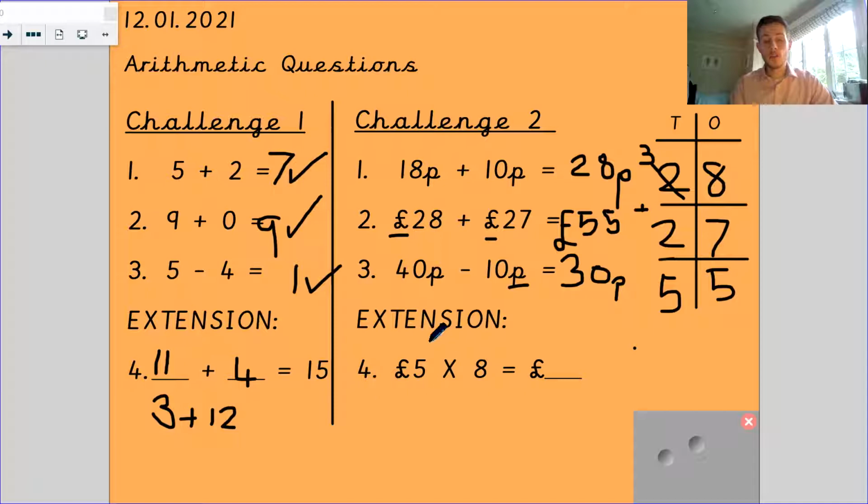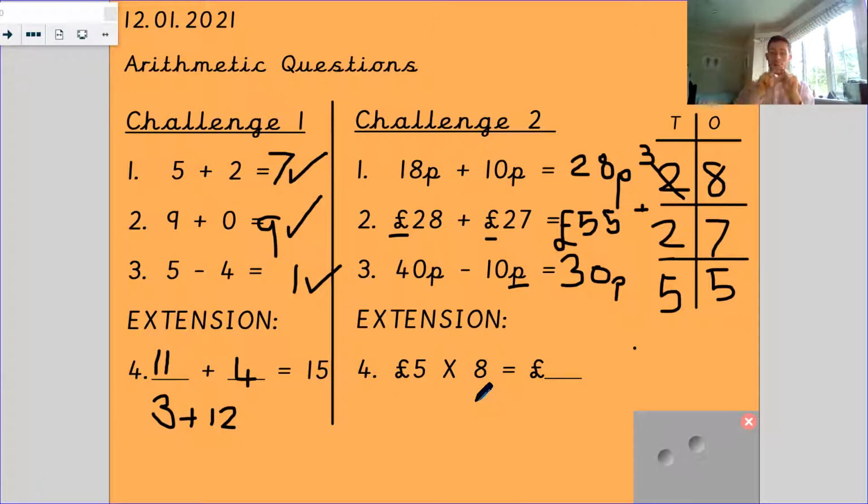Here we go. £5 times 8 equals what? So it's asking, you've got £5 and you've got 8 of them. You've got 8 £5. Well, just like counting in your 5s, you could do that. So you could put your fingers up and you could count each one up to 8 and see what number you get to.